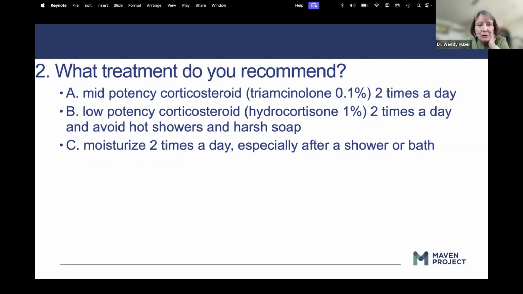Right, so this is: what treatment do you recommend? We have choices of A, a mid-potency corticosteroid like triamcinolone. B would be a low-potency one, hydrocortisone, 2 times a day, avoiding hot showers and harsh soap, and moisturizing 2 times a day, especially after a shower or bath. That would be third choice.